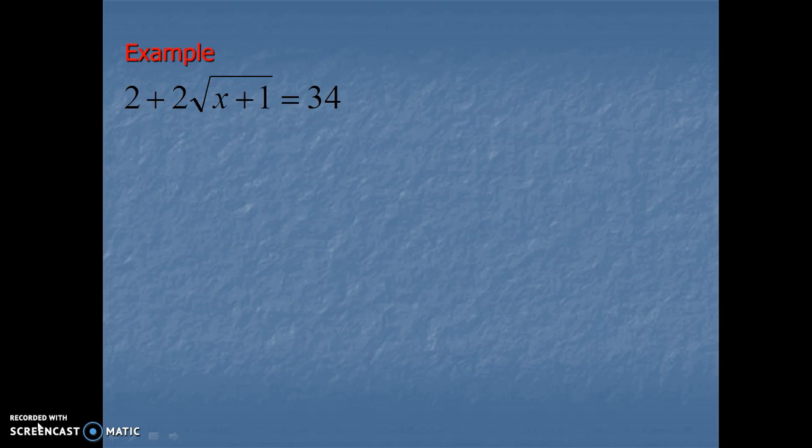So here's a pretty lengthy example. 2 plus 2 square root of x plus 1 equals 34. So obviously the radical is not by itself. So we need to do things to get the radical by itself. So the first thing we're going to do is get rid of that first 2. And we're going to do that by subtracting 2 from both sides. So when you subtract 2 from the left side, it goes away. And when you subtract 2 from the right side, 34 minus 2 is 32.